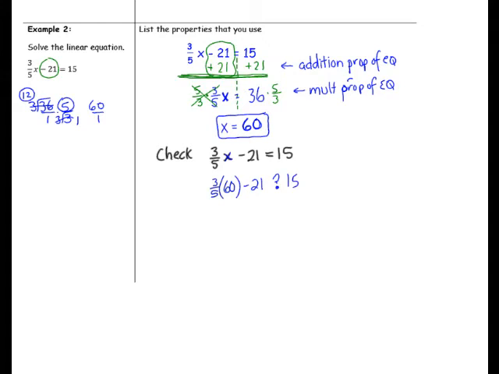Use your calculator and find the value of the left side of the equation. That value is 15. And the value on the right side is also 15. Since these values are equal, that proves that your solution of 60 is correct.